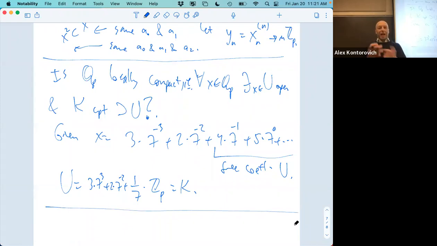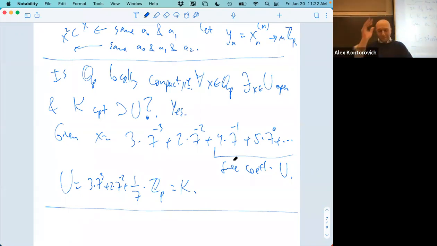Yes, and the fact that open balls are also closed balls and compact. These are clopen sets, that's right. Okay, so yes, it is locally compact. Again, all of these things are trivialities.